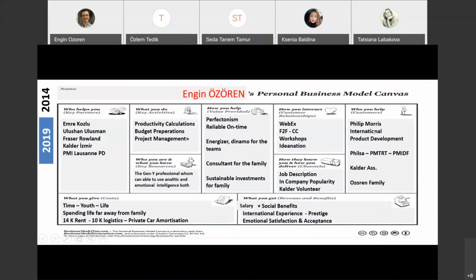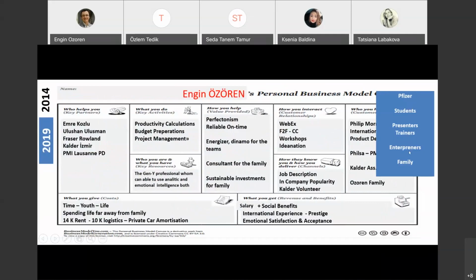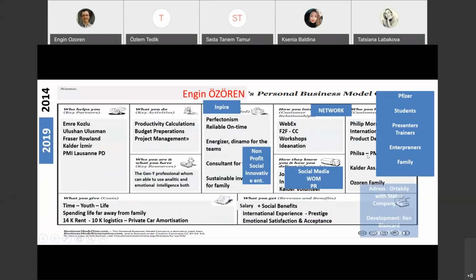Now my helpers are different: Pfizer, students, presenters, trainers, entrepreneurs, my family. Now I start to inspire. The network changes with these. Now people access me through my network: social media, word of mouth, PR, my personal PR, which help me access my customers and my helpers. Now I have a company car. It's my benefit. Like Blanchard, very expensive trainings I could deliver in Pfizer positions.